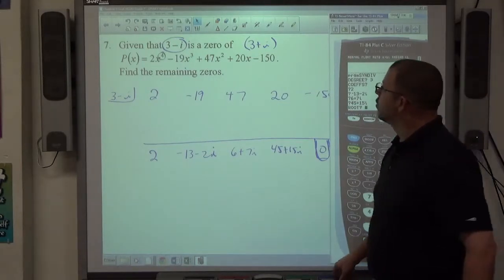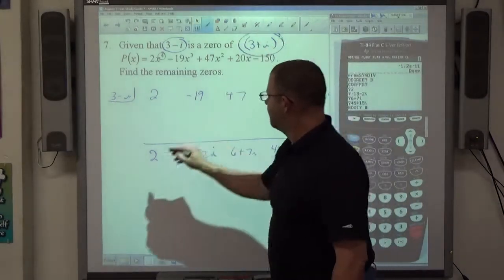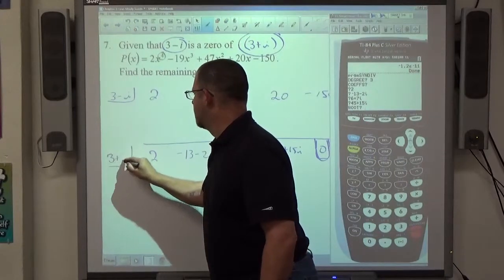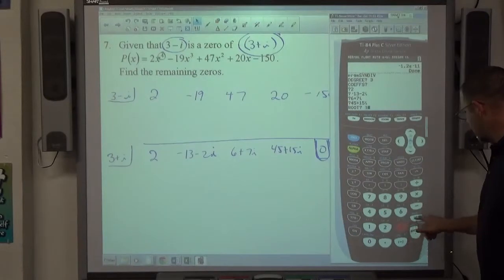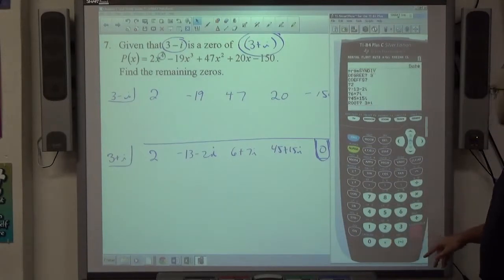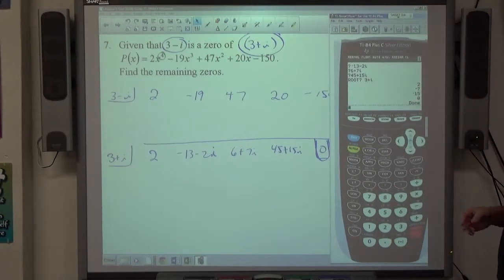This time the root I would use would be 3 plus i. I've already done 3 minus i, so I have to do its conjugate. So 3 plus i is what I type in. And that's going to leave me with 2, negative 7, negative 15.